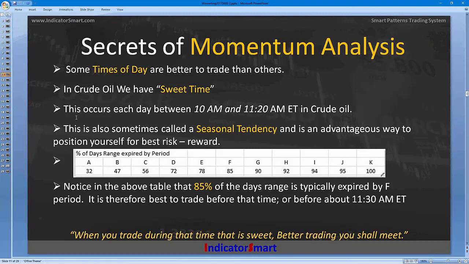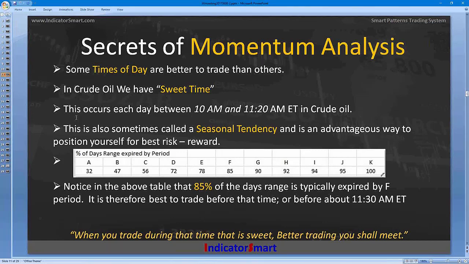So this is kind of like a seasonal tendency. You hear, oh, well, crude oil goes up in the summertime, or gasoline goes up in the summertime as people go on vacation and start burning a lot of gasoline. That drives prices up a little bit. And so there's a seasonal tendency for that to occur. Well, similarly, on the intraday, there are seasonal tendencies. And it's really advantageous to position yourself with this tendency for the best risk reward.